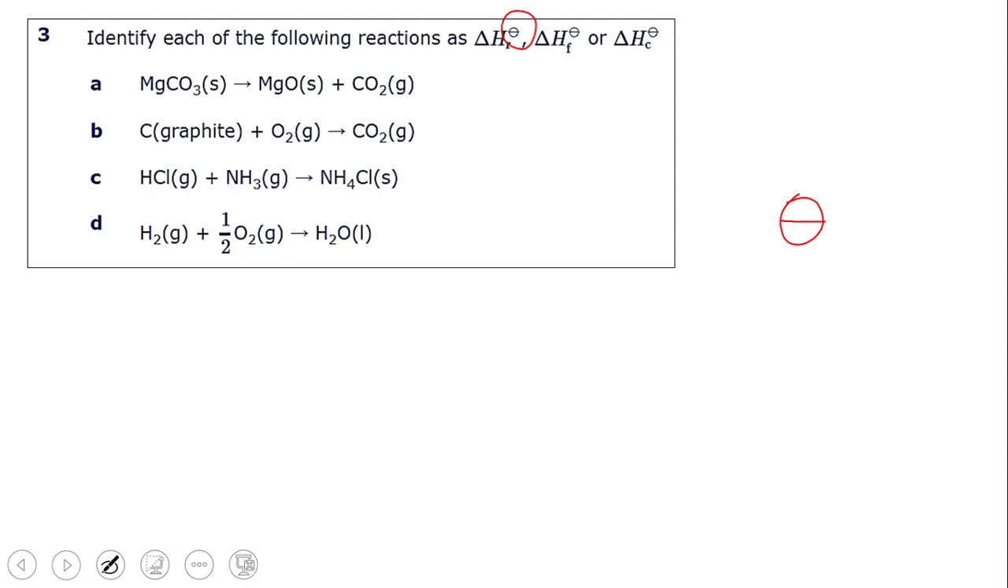So delta HR is the delta H of reaction here. Delta HF means it is the enthalpy change of formation here. Delta HC means it is the enthalpy change of combustion here. Before you identify these reactions, you have to learn the definitions of these three terms. Then it will be really easy for you to understand these types of reactions.